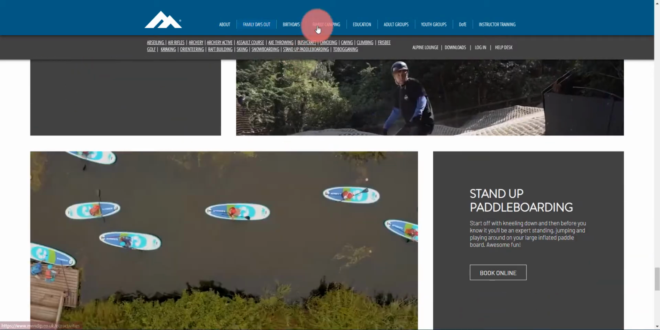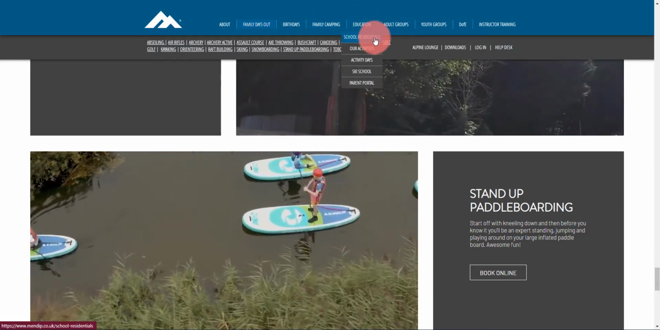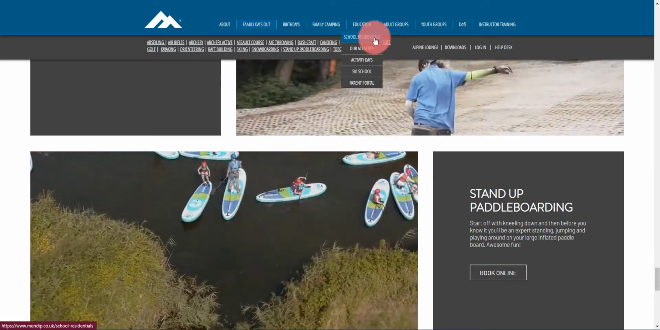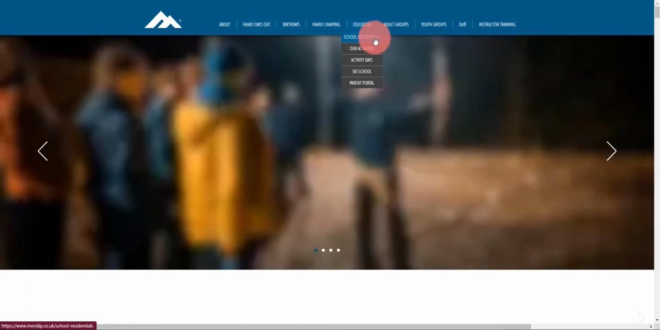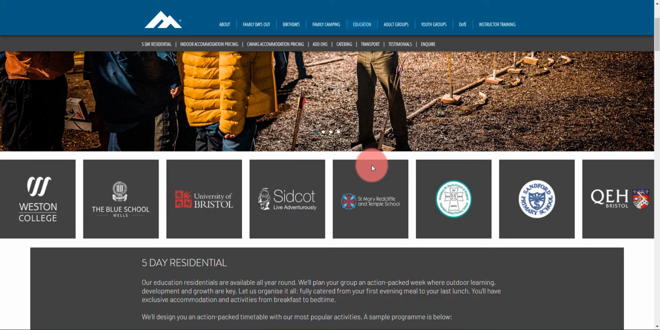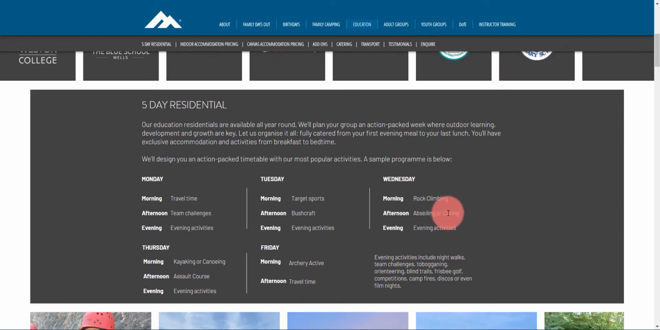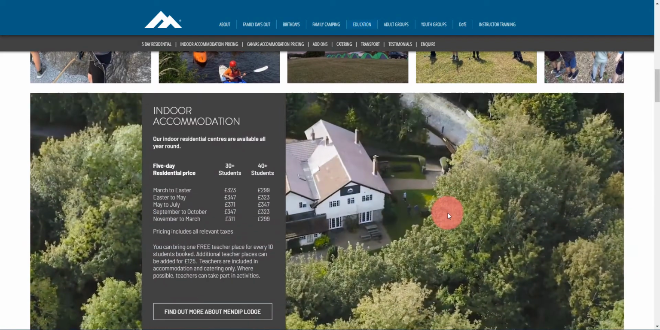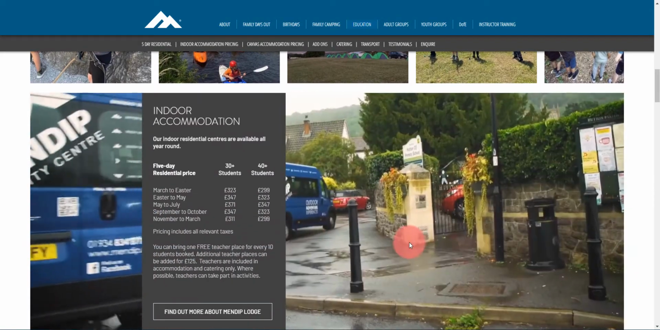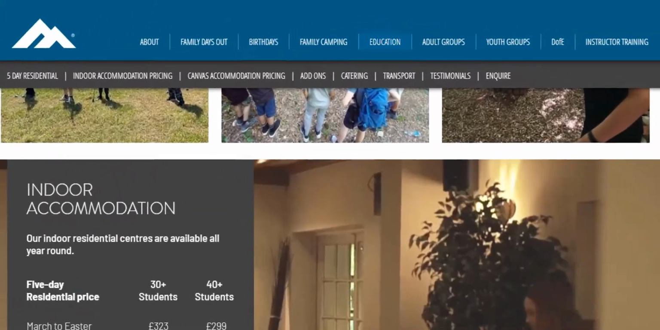I also discovered that by going up to education, I could see that they offer school residentials, so we'll click on there and we'll see what they have to offer in terms of the school residentials, and those are the type of schools or educational institutes that have visited there. You can see there's a 5-day residential there and various different things, and pricing for the indoor accommodation as well. I think that's really important for you to pick out, and we'll come on to that in just a minute.